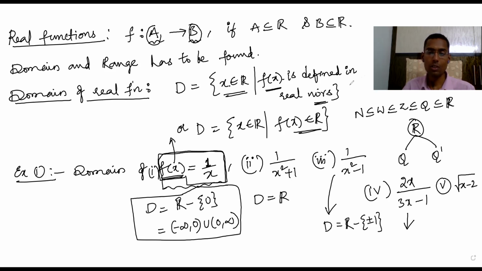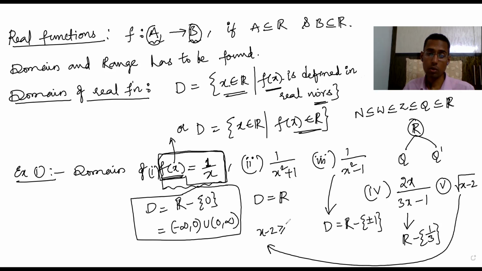Now where f of x is defined, that's what we should see. So instead of that, where it is not defined, those points we can exclude. It is defined for all real numbers, but not 1 by 3. Now the fifth question. It is defined for root of x minus 2.